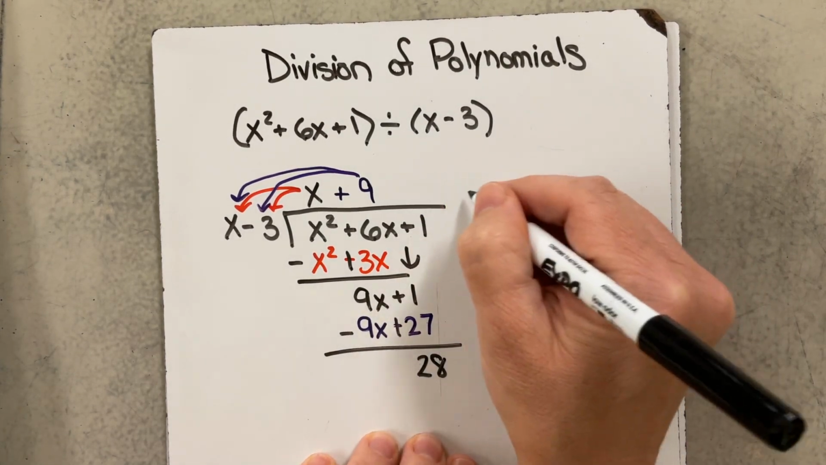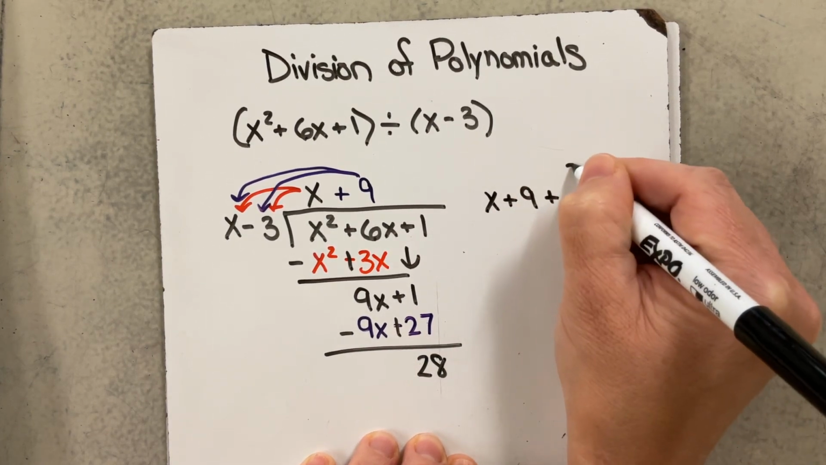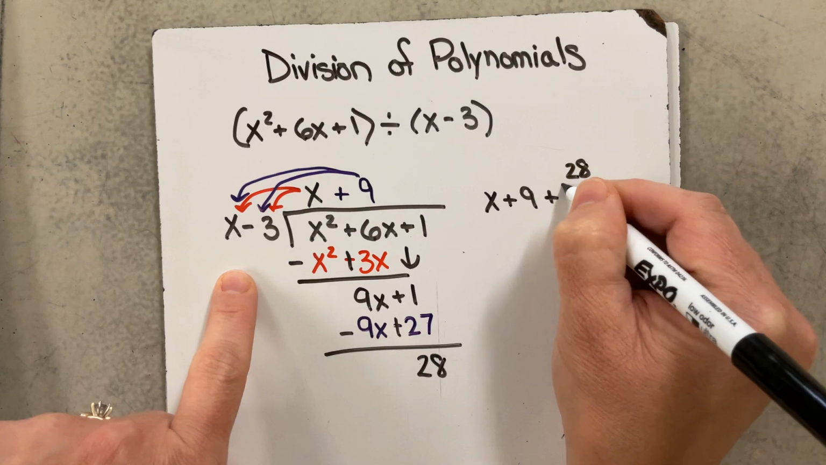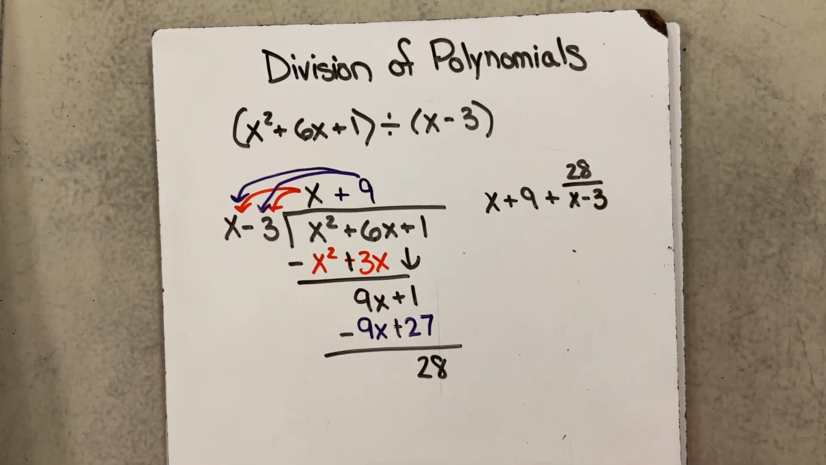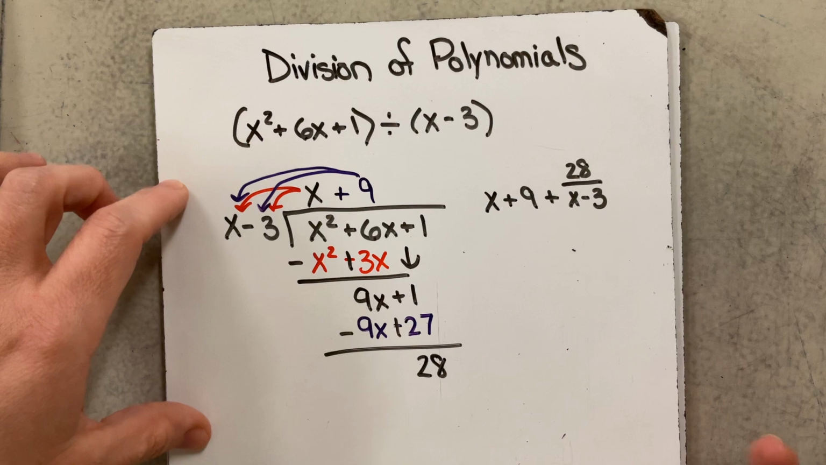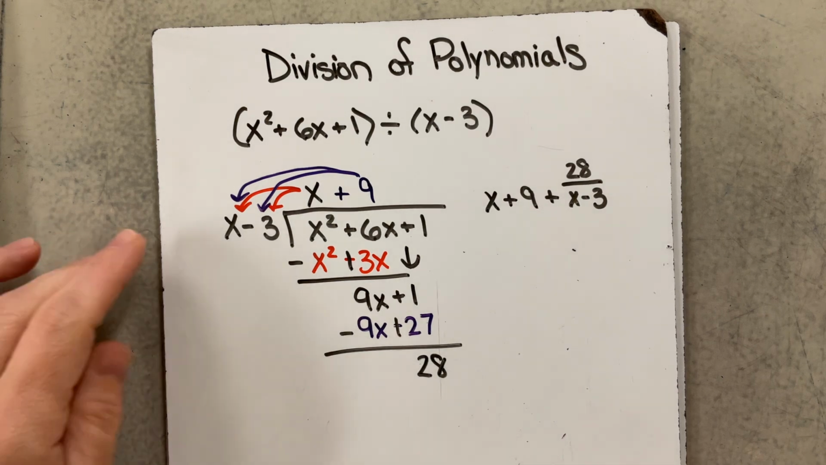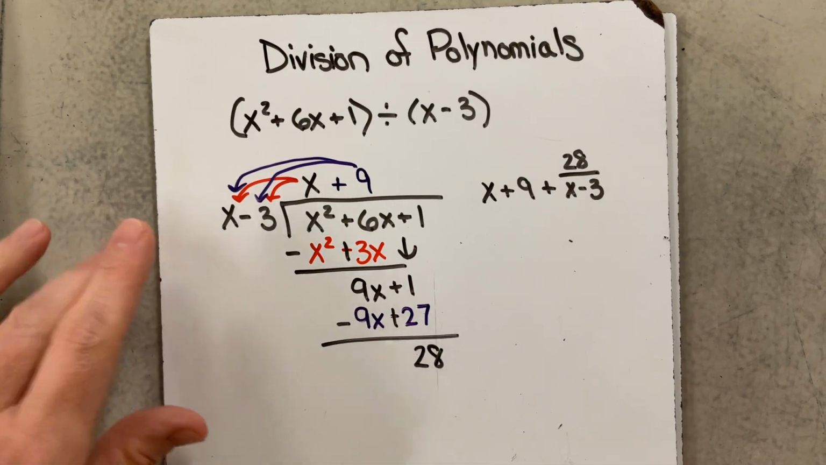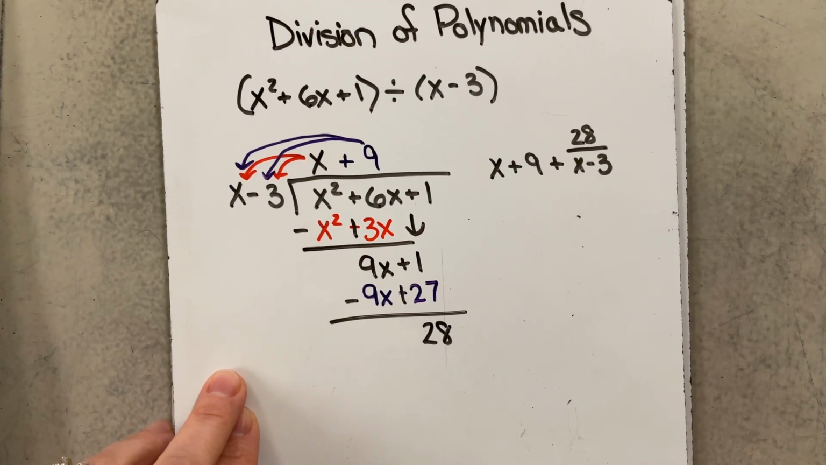So we write our answer as x plus 9 plus our remainder, 28, over our divisor, just like we have done previously. Now, this is known as long division. It's exactly like what you did in 4th grade, 5th grade, 6th grade. I'm going to show you another method. I'm going to do the same problem, but I'm going to do what is called synthetic division.